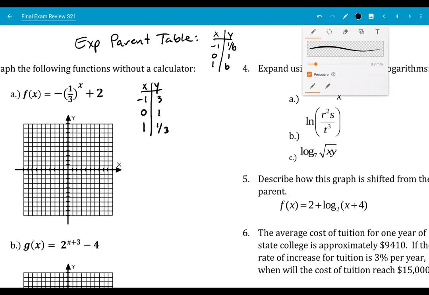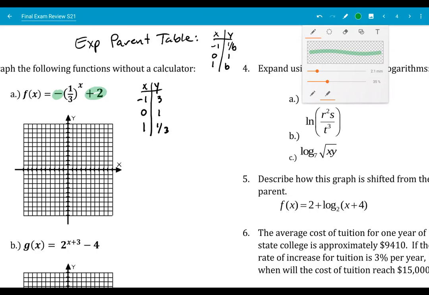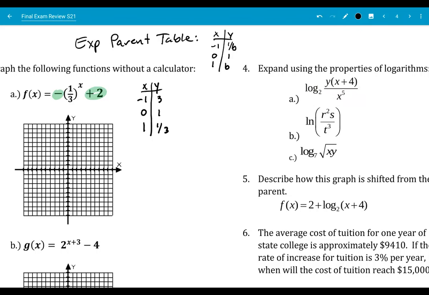Now keep in mind, I do have transformations going on here. I have a plus 2 and I have a minus out front. Everything outside of the exponent affects the y's, so my x's are not changing here. So the y's are changing by multiplying by a negative and adding 2. So I'm going to multiply every one of these y's by a negative and then add 2 to it. So negative 3 plus 2 is negative 1, then 1, and then negative 1/3 plus 2 is 1 2/3.